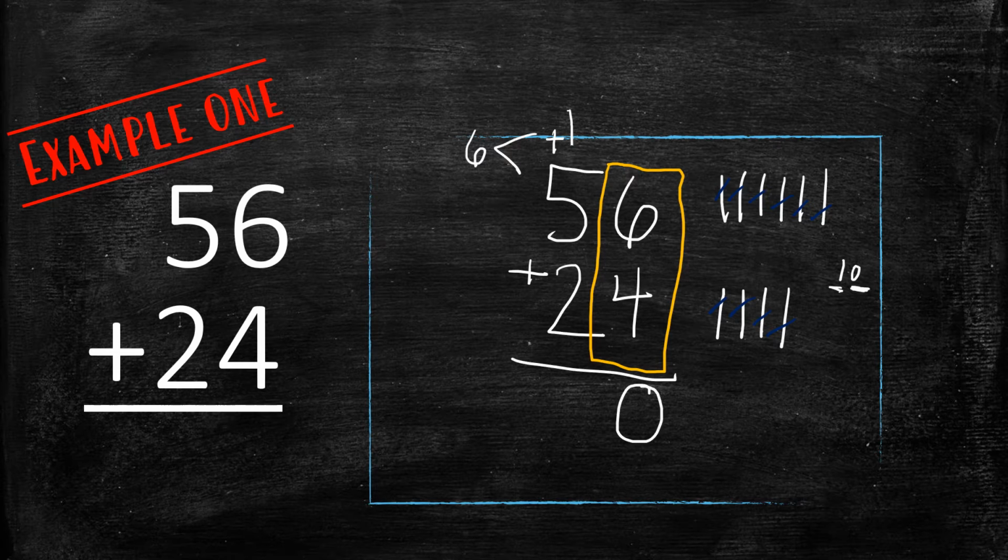And then I'm going to ask, what is 6 plus 2? 6 plus 2 is actually 8, so my final answer is 80. So really, I am done adding it, and I literally delivered my right answer.